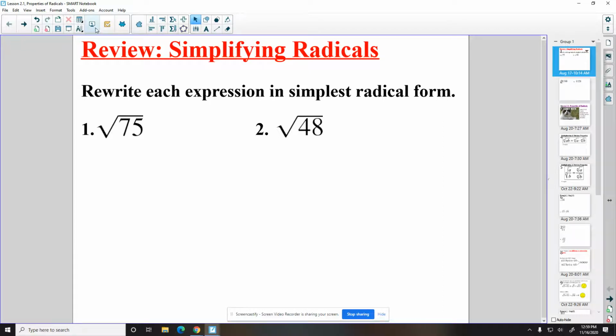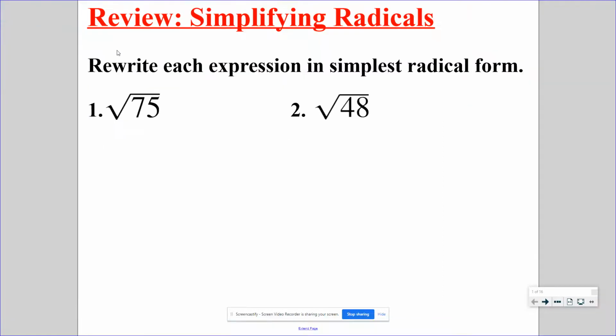Right, we're going to start with a review of simplifying radicals. This is something that you would have done in Algebra 2, which is why I'm just doing a quick review over this topic. And this will get us going in our new unit.